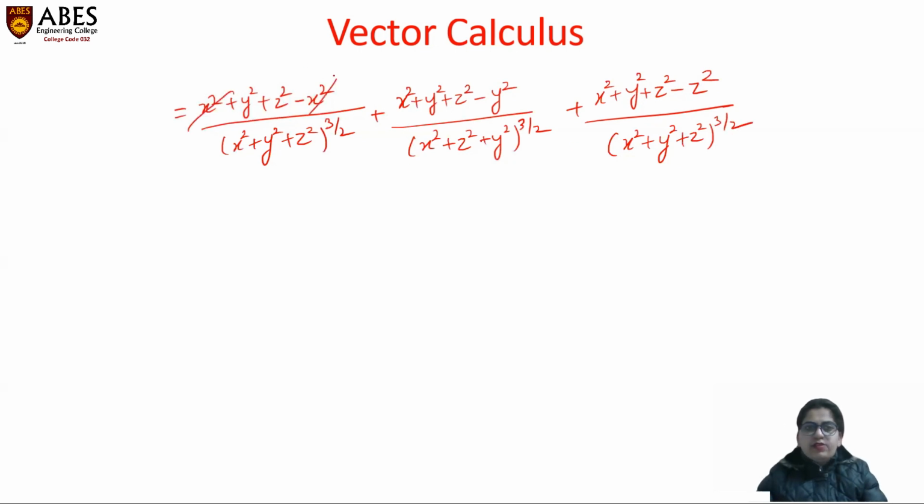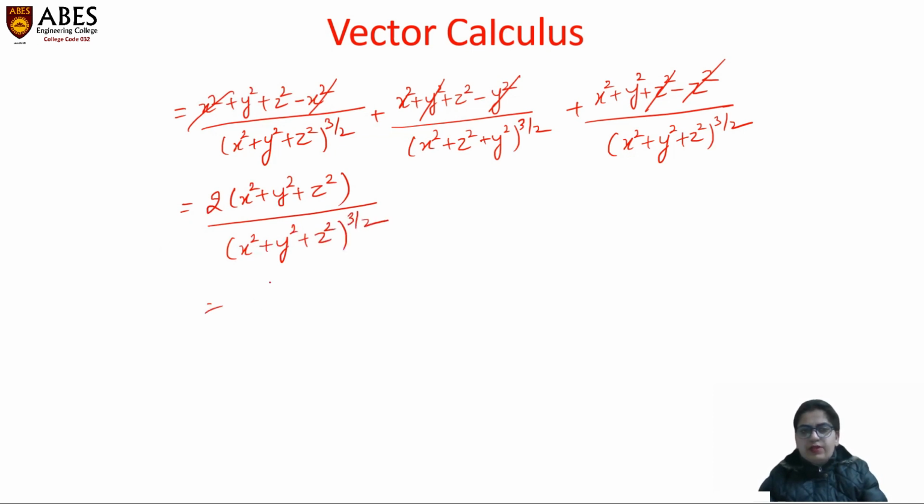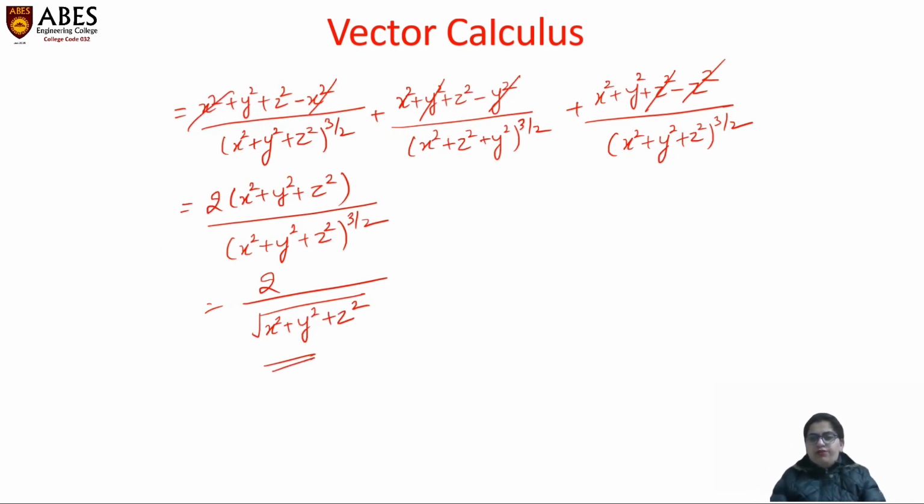So x square will cancel out, y square will cancel out, z square will cancel out, and you will be left with twice of x square plus y square plus z square whole upon x square plus y square plus z square raised to power 3 by 2. It is twice over root of x square plus y square plus z square. So this will be the solution or the divergence of the given function, and similarly we can calculate the divergence of other functions using the same procedure.